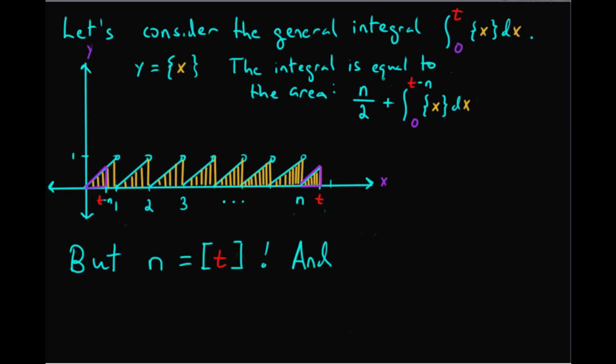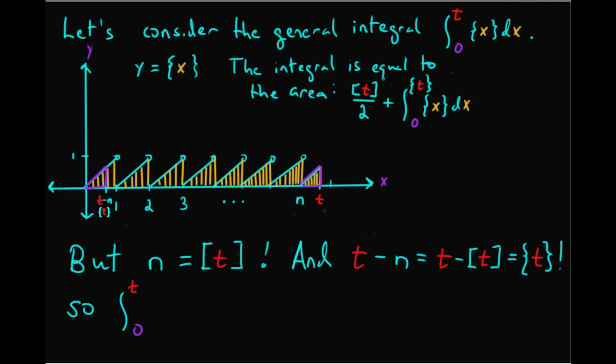And that means that t minus n equals t minus the floor of t, which equals the fractional part of t. So this integral is actually equal to the area. Instead of writing n over 2, I'm going to write floor of t over 2, plus the integral from 0 to, instead of t minus n, I'm going to write the fractional part of t, of the fractional part of x dx. And so that means the entire integral, the integral from 0 to t of the fractional part of x dx, equals the floor of t over 2 plus the integral from 0 to the fractional part of t of the fractional part of x dx.